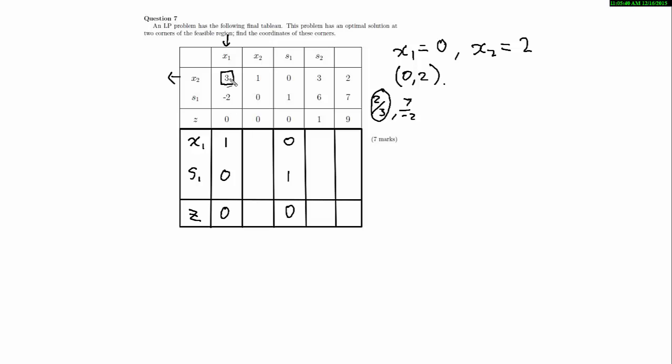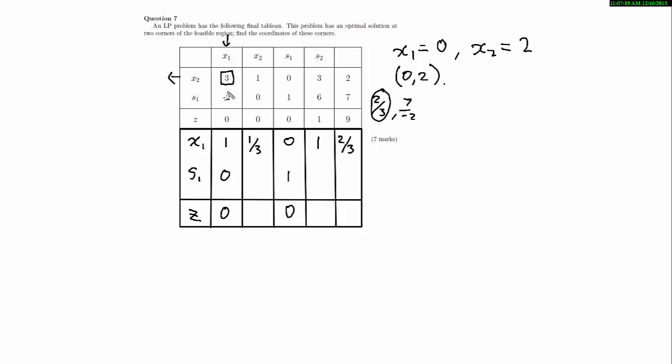Firstly, we can notice that this 3 has turned into a 1 here, so we have to divide this whole x2 row by 3 to become this x1 row. So we have that this entry is 1 on 3, this entry is 3 on 3, which is 1, and finally this entry is 2 on 3.